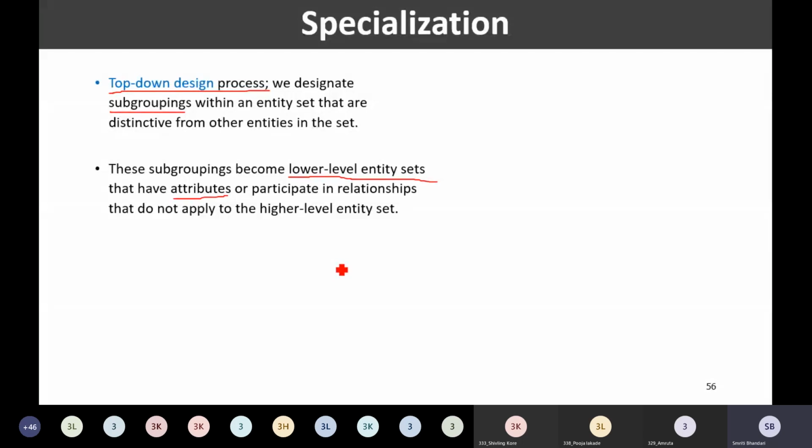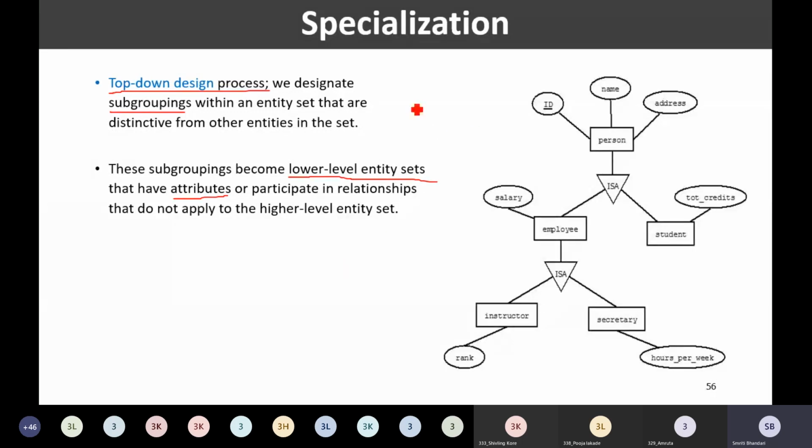Those are not the same as that of their owner entity set. So I'll give you one example. So if you look at this figure, suppose in our university database, we are having many different people who are working. Okay, so I'm having the employees, I'm having the students, I'm having the instructors, and so on. So lots of persons are working in our university.